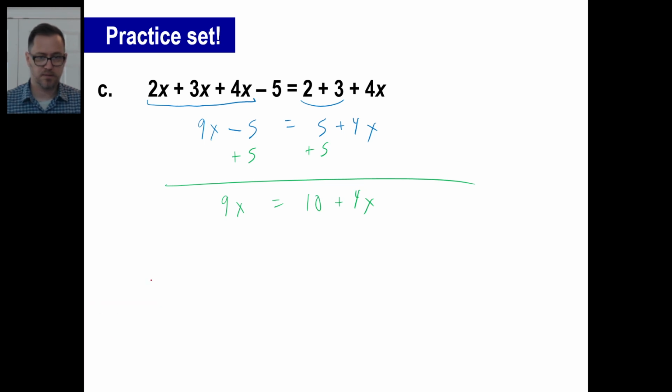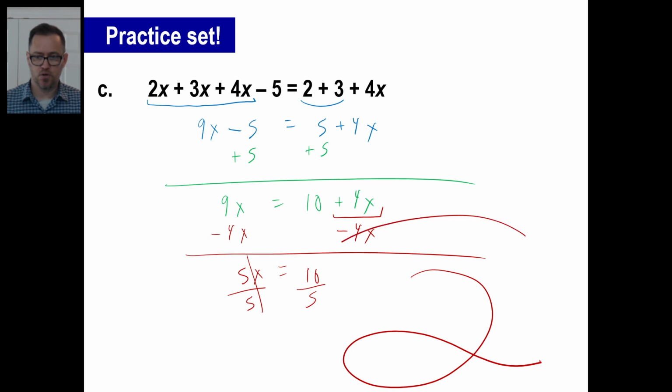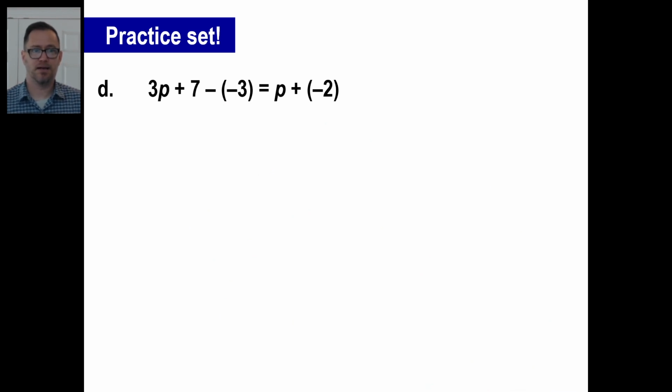Okay. And to get rid of the 4x, we subtract 4x. We subtract 4x. There we go. That gives me 5x. And that gives me nothing but 10 on the right side. And you can do this probably in your head. 5 times what number gives you 10? The answer is 2. But let's do it the normal way. We're going to divide by 5, divide by 5. And 10 divided by 5 is a 2. There we go. Okay. I wanted to emphasize that 2 for you. All right, last one. Pause it and try D.